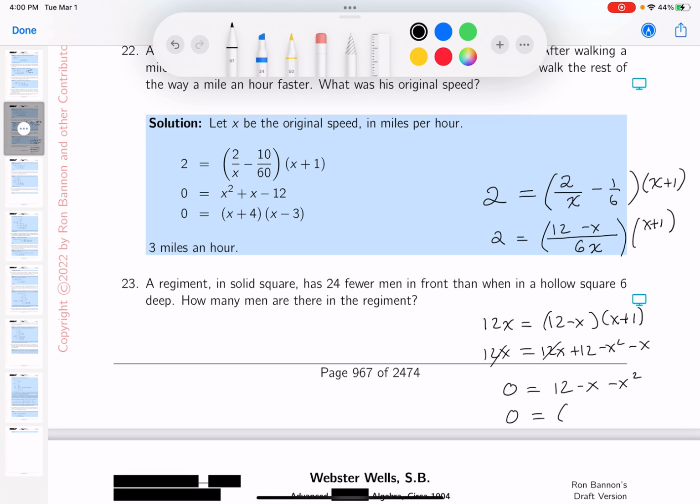Let me try to factor that. I'm going to say 4 and 3, x and x, minus and plus. Let me check it. That does give you 12. You get minus 4 plus 3 is minus 1. Yeah, works beautifully. So x is minus 4, which is nonsense. It's minus 4 miles per hour. And the other one's going to be x equals 3. So 3 is the rate, the original speed. So it's 3 miles per hour. Thank you.